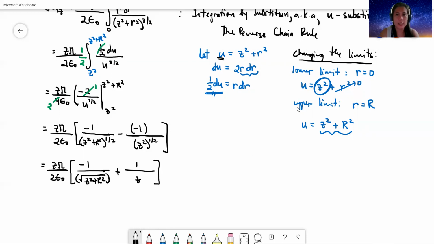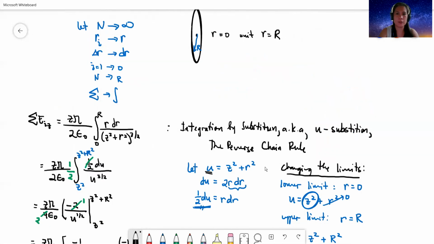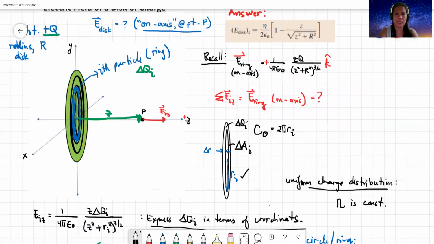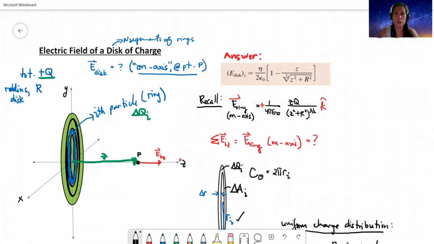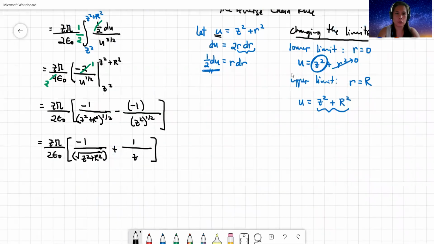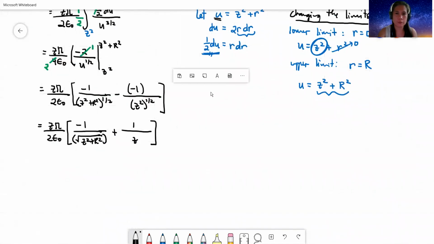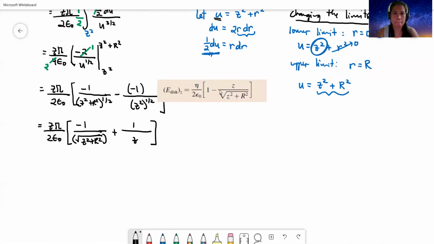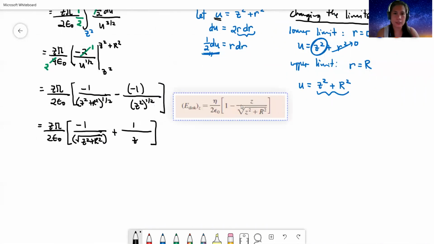So if we look at the answer, we just need to simplify this further, no? Let's go back to the answer first so that we know how to rearrange. So this is our answer. Let's copy this and then put it here in our solution. There. So this is the answer, no?